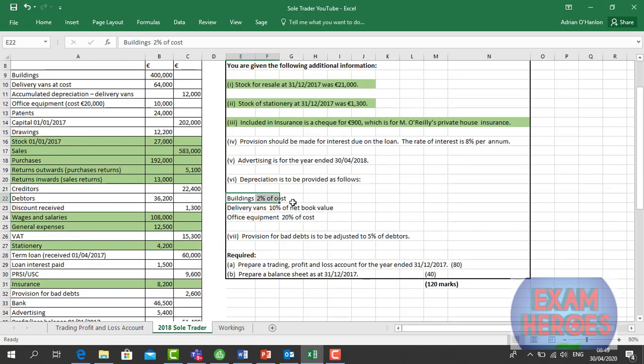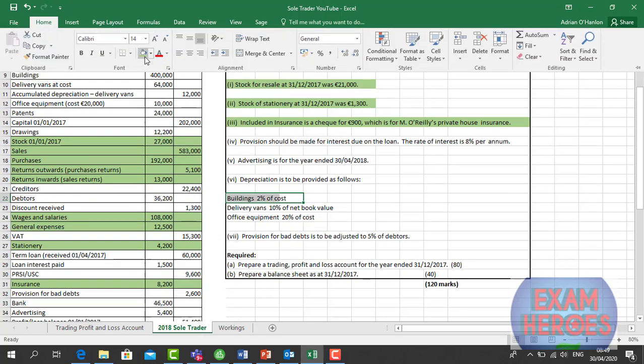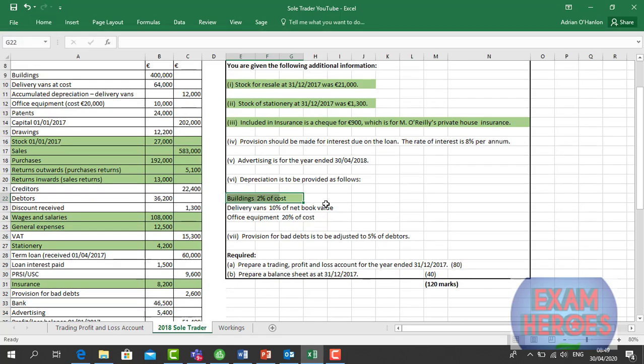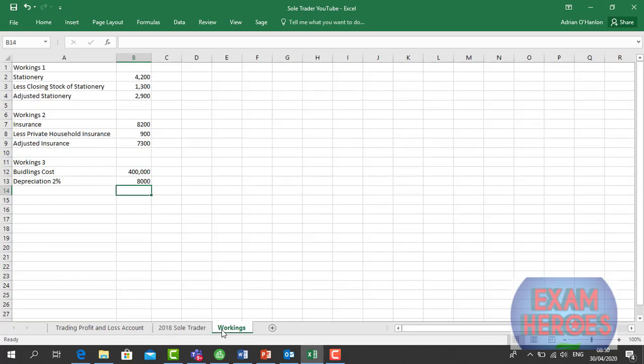Okay, and just again highlight that you've actually covered this. Because it gives you kind of reassurance as well in the exam that you've covered all the additional information and you've included all the elements of the trial balance. Next one then is delivery vans. So I'll just come in here, let's say working 4.